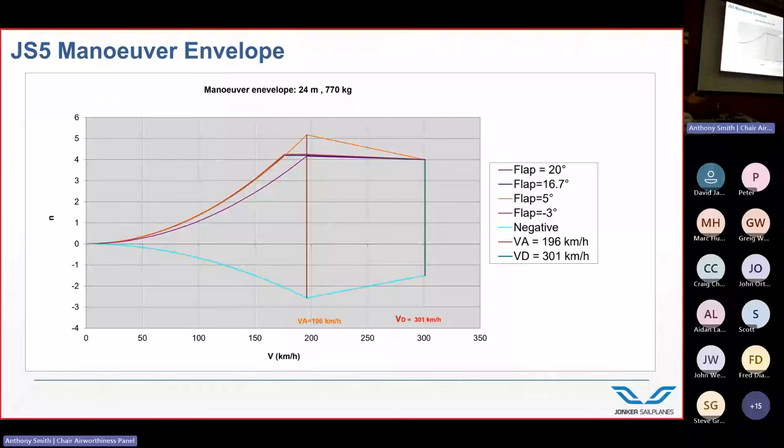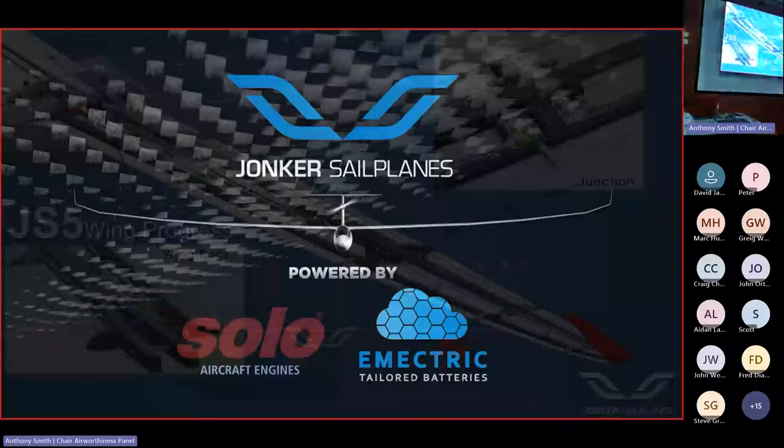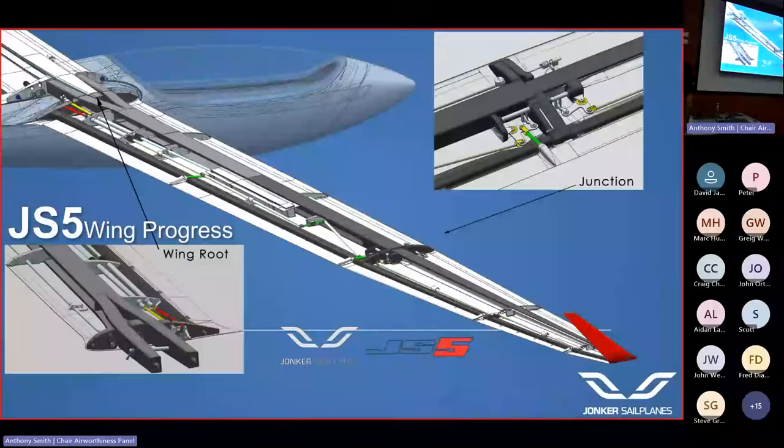And this is what makes aircraft designed according to a specification, like the CS-22, quite a safe aircraft, provided that we as pilots honor the envelope in terms of the yellow line and also the red line. So maybe we just have a few pictures of what we actually have.